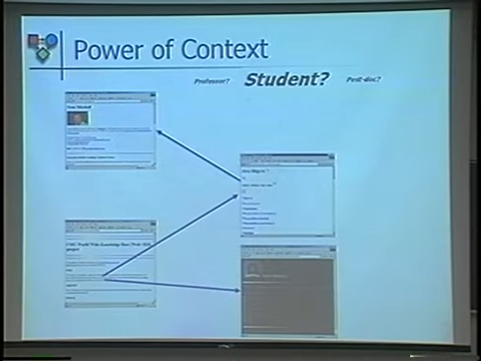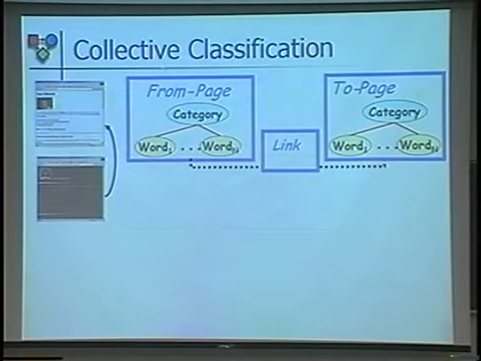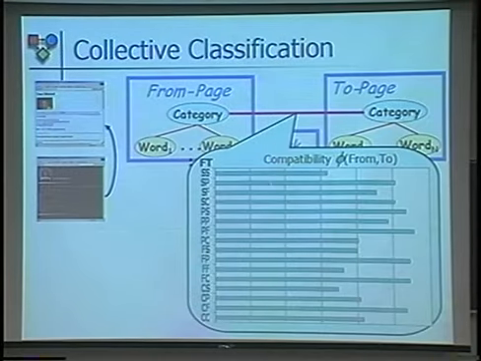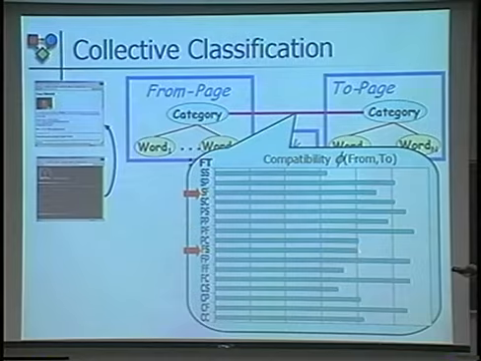So, does this work? Well, the answer is yes. So here's my collective classification model. We have variables, remember, for the categories of pages, but now we're going to introduce this correlation between the categories of hyperlinked pages. And this, in fact, is the learned compatibility potentials that we have. And you can see some fairly interesting patterns emerging from this. For instance, students are quite likely to point to faculty. Faculty are less likely to point to students, and even less likely to point to other faculty.